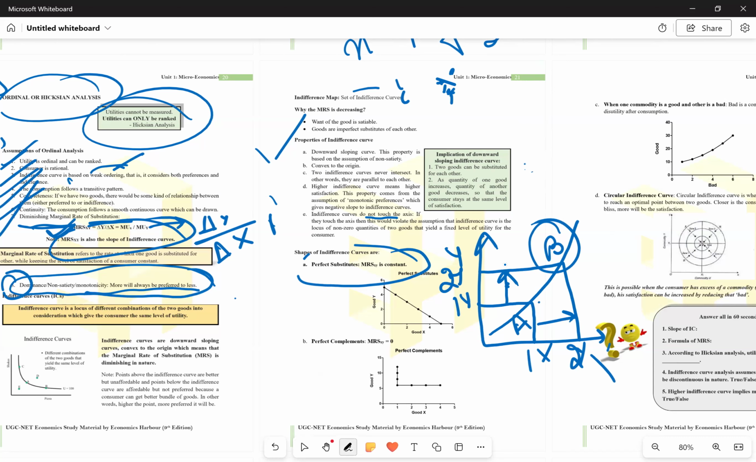So that is why the assumption of an upward sloping indifference curve is cancelled out. And that is why we say that your indifference curve is always downward sloping. Is it okay? Yes, ma'am.